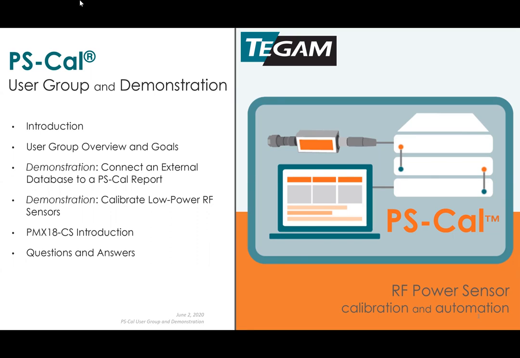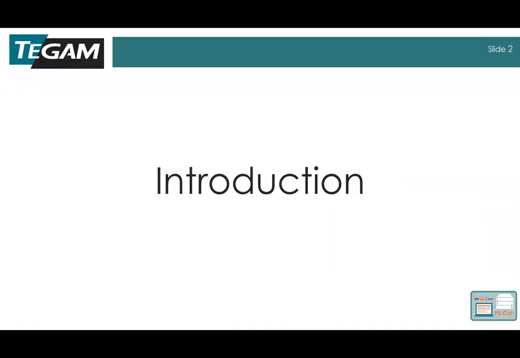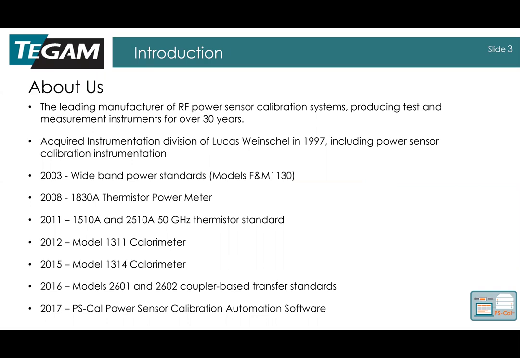So to go ahead and get started, by way of introduction, for those of you who don't know TEGAM, we're a leading manufacturer of RF power sensor calibration systems, and we've been doing this for over 30 years, starting back when we acquired the instrumentation division of Lucas Weinschel. That was in 1997. And from there, we built upon the technology that we acquired from Lucas Weinschel to put out into the market a whole new line of RF power standards, RF power meters.